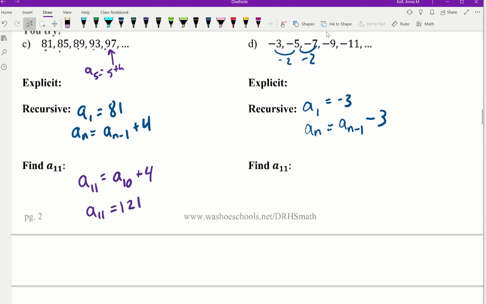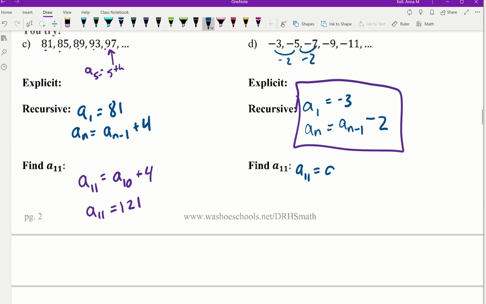Okay, so let's go over here and look at example D. My common difference here is -2. I'm subtracting 2 every time in the pattern. So the formula that I'm looking for, I need to know my starting value, and I need to know my, oops, I wrote that wrong, it's supposed to be 2. I need to know my common difference. Okay, so this is a sub n minus 2. So a11 is again going to be equal to a10 minus 2.